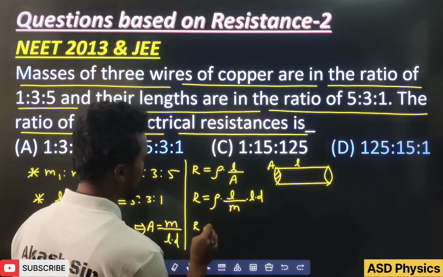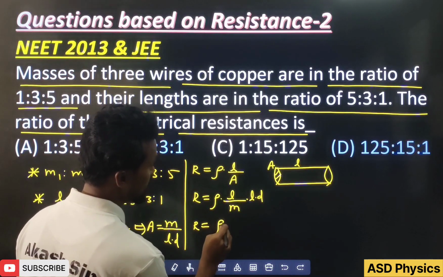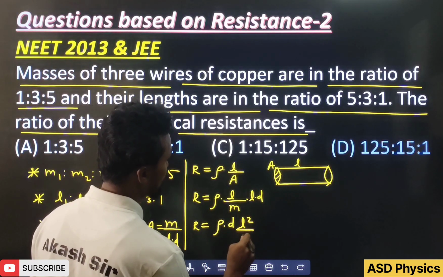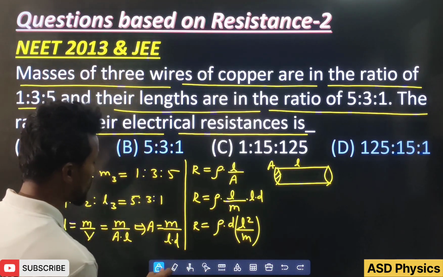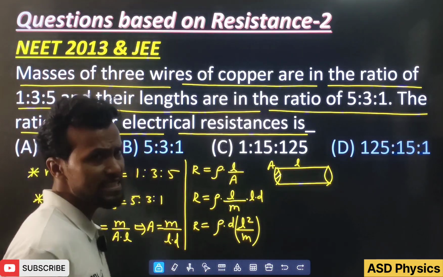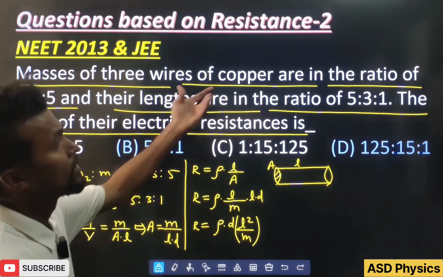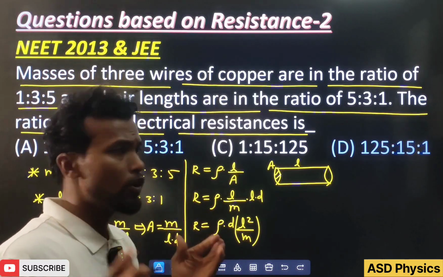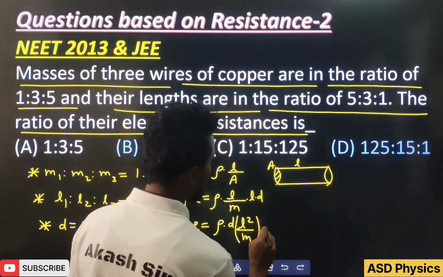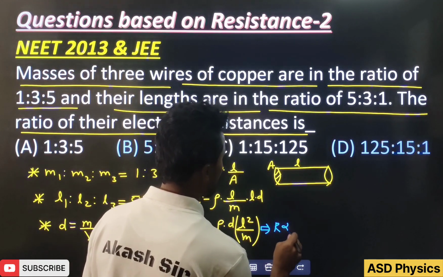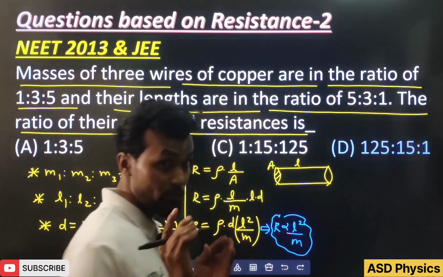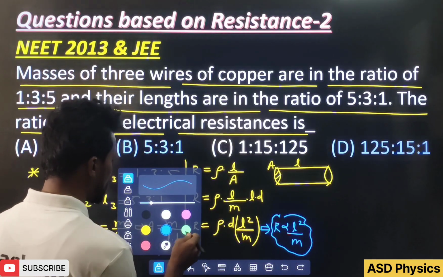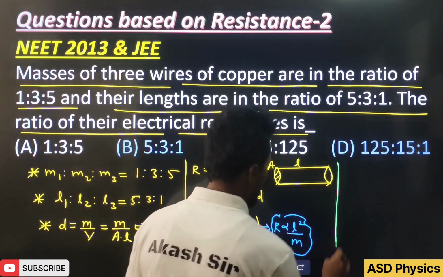So from here we can write R equals rho D L square by M. What is rho? Resistivity. What is D? Density. All the 3 wires are made of copper, that means rho and D will be constant. So R is directly proportional to L square by M. This basic you have to remember. After that, we'll solve the question.